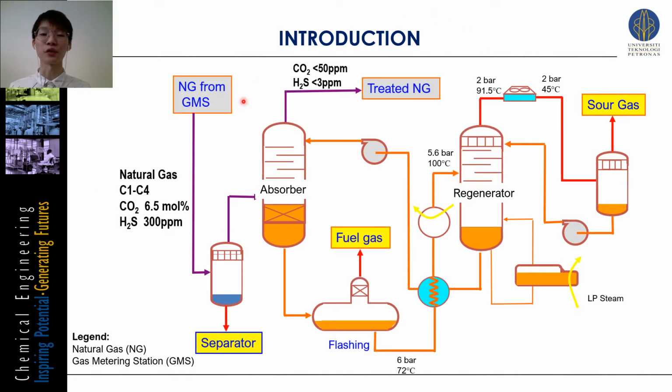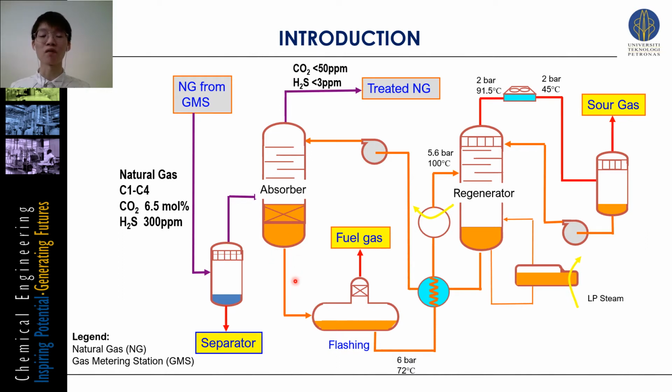So this is the flow diagram of the AGRU. Firstly, we have the natural gas coming from the upstream and it is fed into this absorber. Inside this absorber, under high pressure and low temperature, with the help of the solvent with a composition of 50 weight percent DIPA, diisopropanolamine, 25% water, and 25% sulfolane, it treats the natural gas by removing the CO2 and also the H2S. The treated gas will have CO2 of less than 50 ppm and H2S of less than 3 ppm.